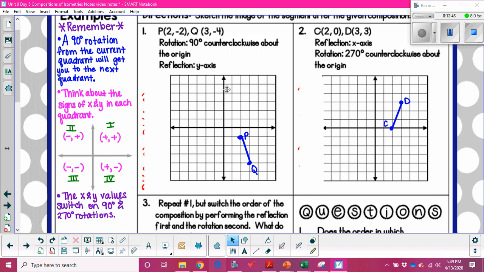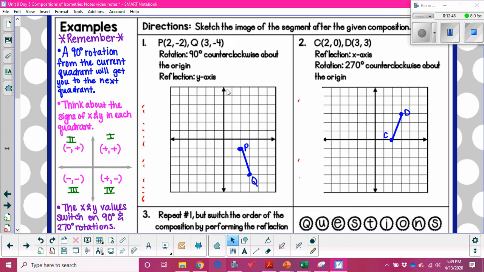Okay, so let's actually look at these right here. It says sketch the image of the segment after the given composition. I gave you segment PQ, and I've already drawn mine, so take a second and draw yours. P is at 2, -2, and Q is at 3, -4. We're going to rotate 90 degrees counterclockwise about the origin.